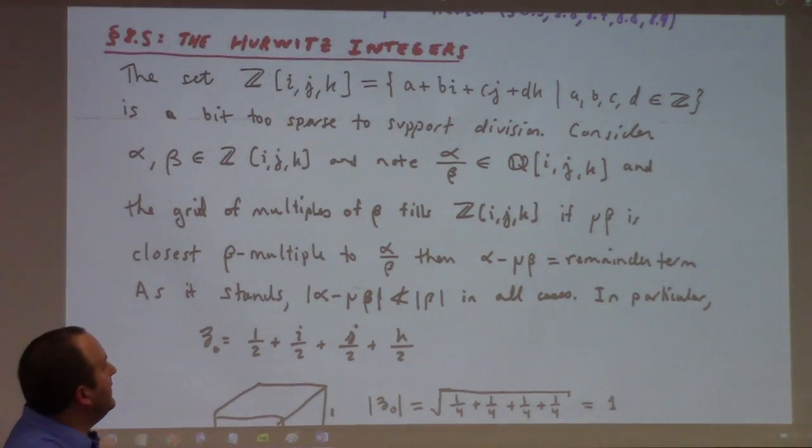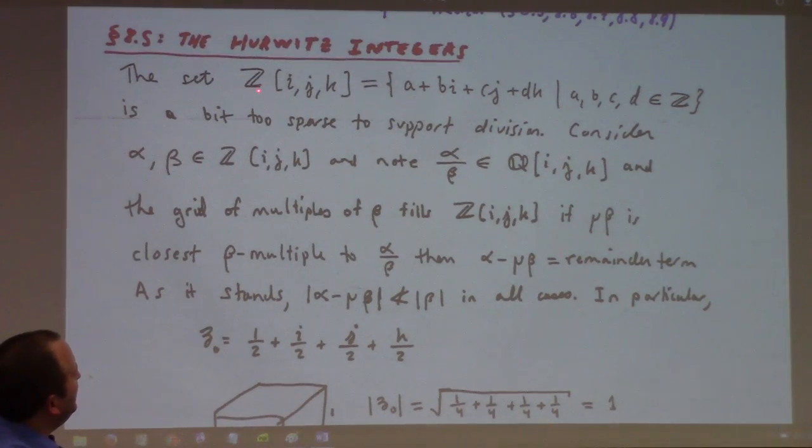Hurwitz integers are quaternionic. This is kind of the analog of like Q adjoining the square root of minus 2. Like here's integer linear combinations of quaternions. So it's kind of like a quaternion. It's like an integer lattice inside the quaternions. This is a little bit too sort of spaced out to support a division algorithm. So you have to throw in like halfway points, and that's what's called the Hurwitz integers.